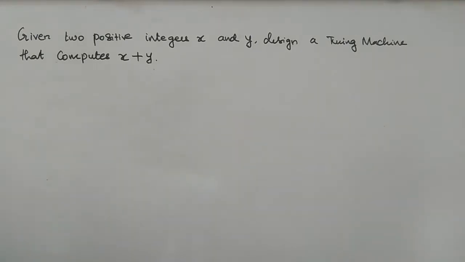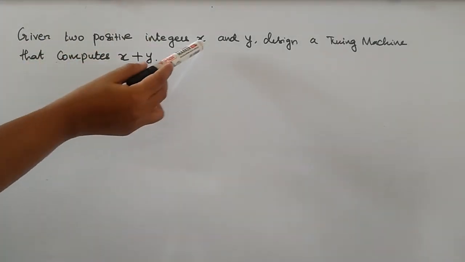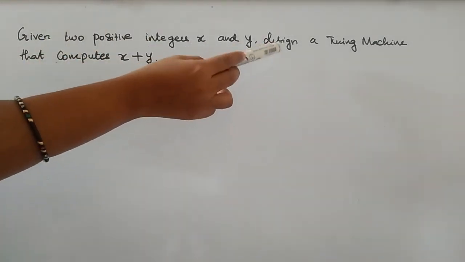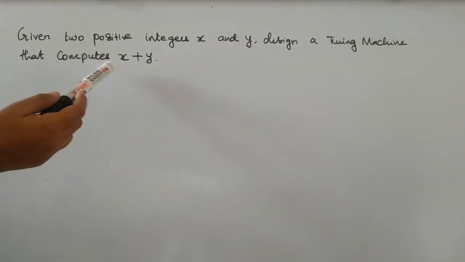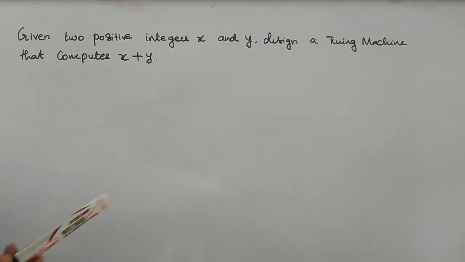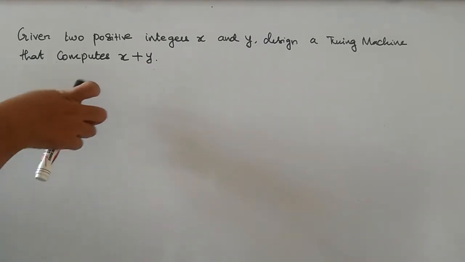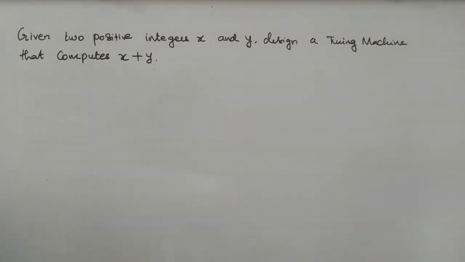Hi everyone. In this video, I'm just going to discuss another problem regarding Turing machines. Here the problem is: given two positive integers x and y, we are going to design a Turing machine which computes x plus y. It means I'm going to design a Turing machine which calculates the sum of the two integer numbers.